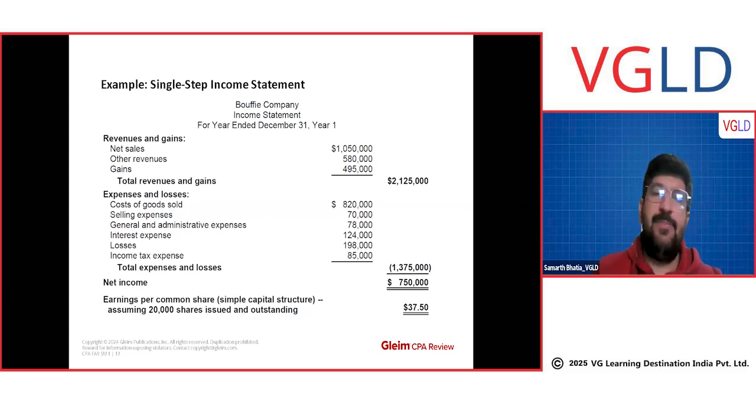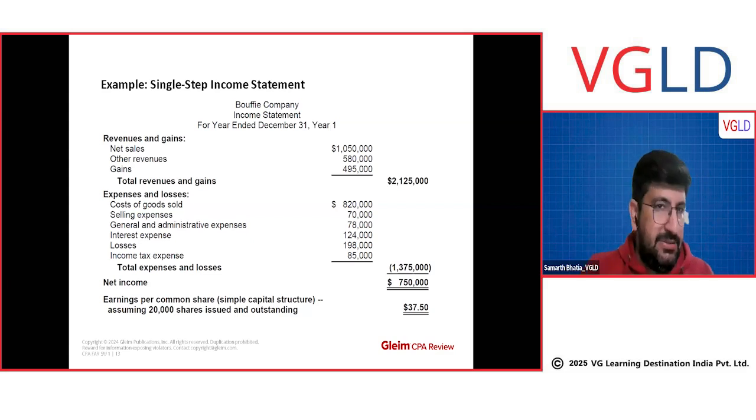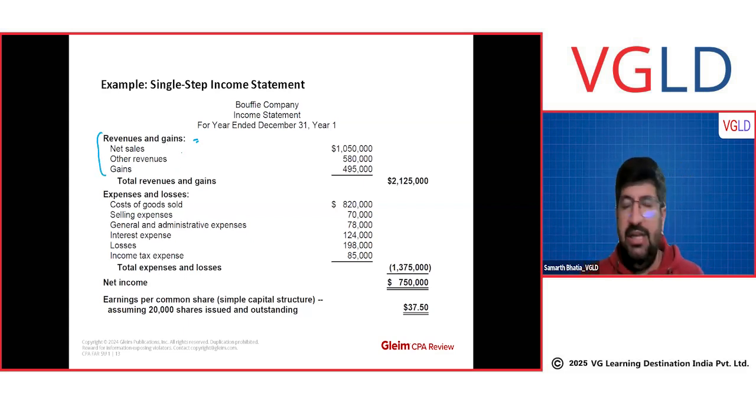In the single step income statement, all the revenue and gains will be combined, all the expenses and losses will be combined, and finally we have a net income. So by the single step, we have calculated a net income. That is a single step income statement. Whatever revenue and gains there are, like net sales, other revenue, and gains, will be combined. Whatever expenses and losses lead to a decrease in profit will be combined.